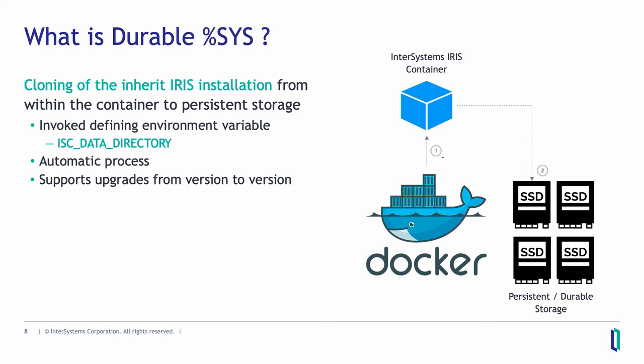The cloning process is invoked by simply defining an environment variable called ISC_DATA_DIRECTORY to a durable path, which is some kind of bind mount or mounted volume in your Docker, or a persistent volume claim within Kubernetes. This also supports upgrades from version to version, even with the Durable SYS stored outside of the container. The process is seamless and transparent to starting the container. Simply declare the environment variable to your Docker command line or within your JSON file or the Kubernetes YAML file for your pod definition, and off you go.